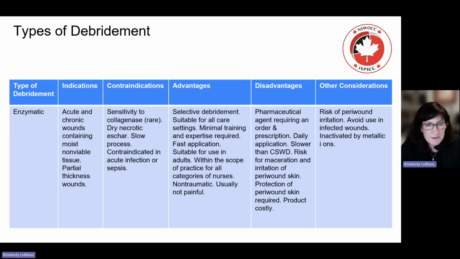Enzymatic debridement is a selective debridement that's suitable for all care settings. Minimal training or expertise is required. It has fast application, is suitable for use in adults, and is within the scope of practice for all categories of nurses. It's non-traumatic and usually not painful. But we understand that it may not be available in all practice settings.